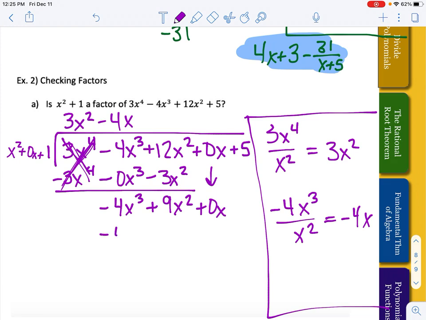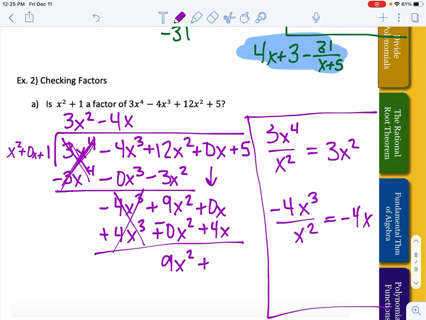And then we multiply negative 4x through. So we get negative 4x cubed plus 0x squared minus 4x. Change our signs. Cancels out. We are left with 9x squared plus 4x. Bring down the plus 5, and we are ready to go.